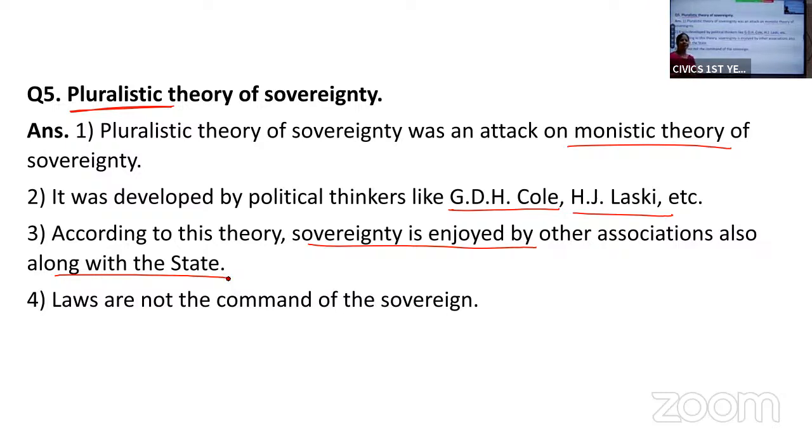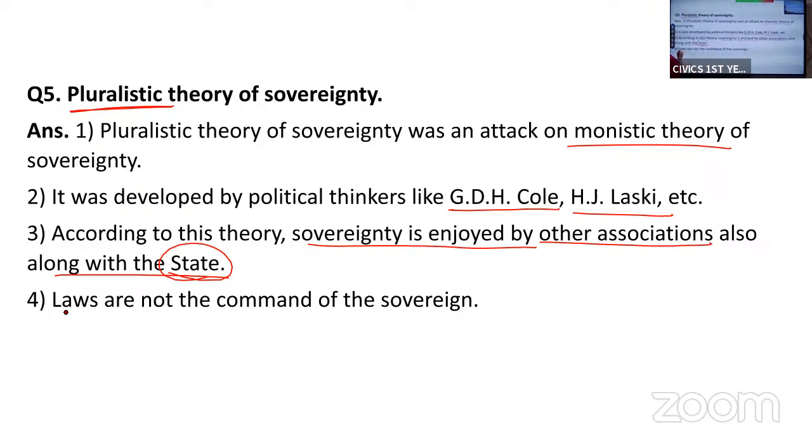Just for an example, family is also an association. So whatever decisions are taken by the head of the family, that is accepted and followed by all the family members, right? So that is sovereignty. That family has got sovereign power. The head of the family has got sovereign power. So when we are saying that sovereignty is enjoyed by other associations along with the state, you can't say that only the state possesses sovereignty. This is wrong. They criticized the monistic theory and said that you are saying only the state possesses sovereignty. That is wrong. Sovereignty is enjoyed by other associations also.